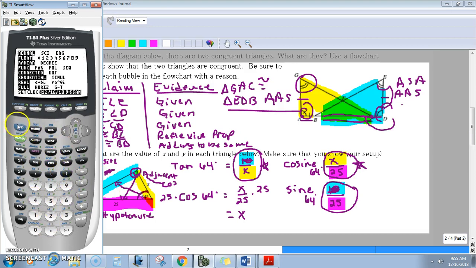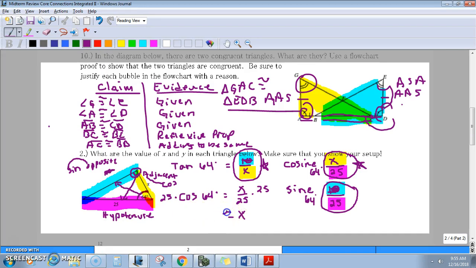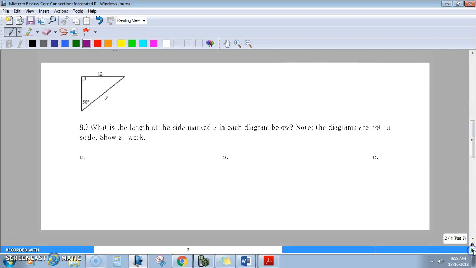Let me make sure I'm in degrees. Oh, I'm in radians. I'm glad I checked. Degrees. Okay, and go back to the main screen. 10.959, so approximately 10.95 because I'm rounding. But again, that's going to be extra credit. I will send out some more practice problems about using tangent, or sine and cosine, to help you out. Now, what's next? Oh, look, here's another practice problem we can do.